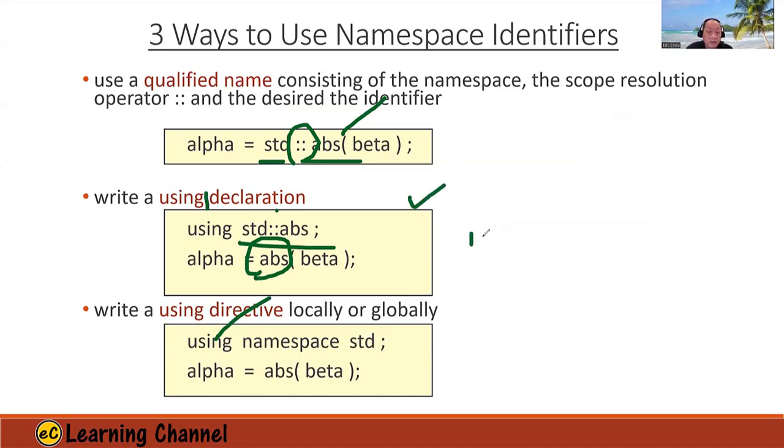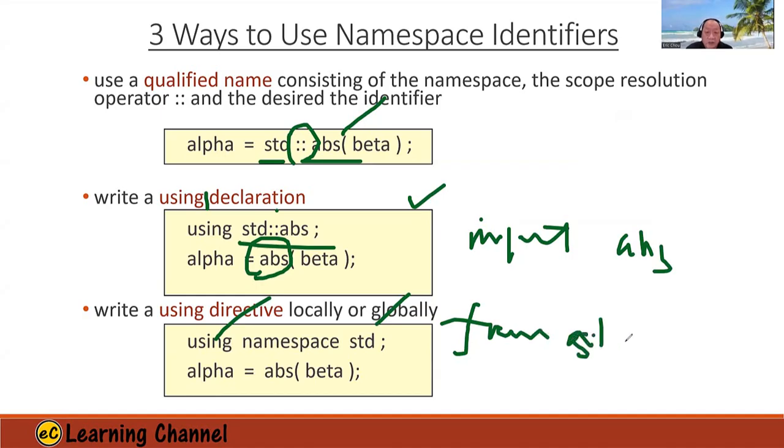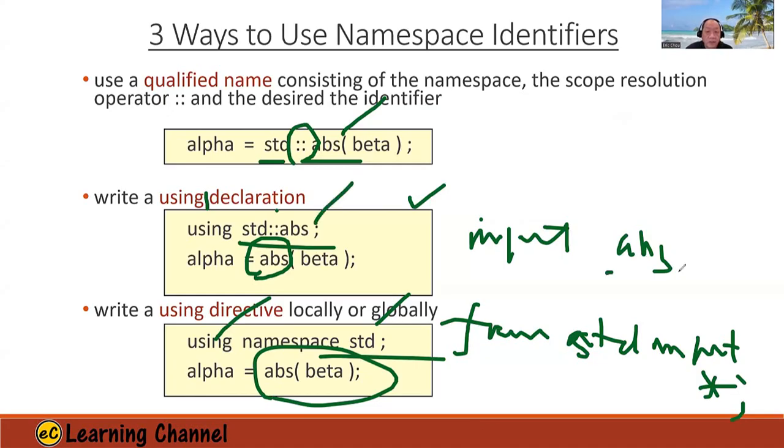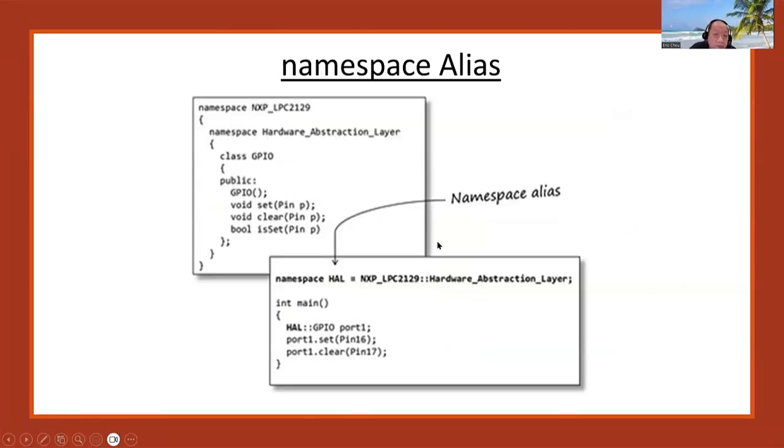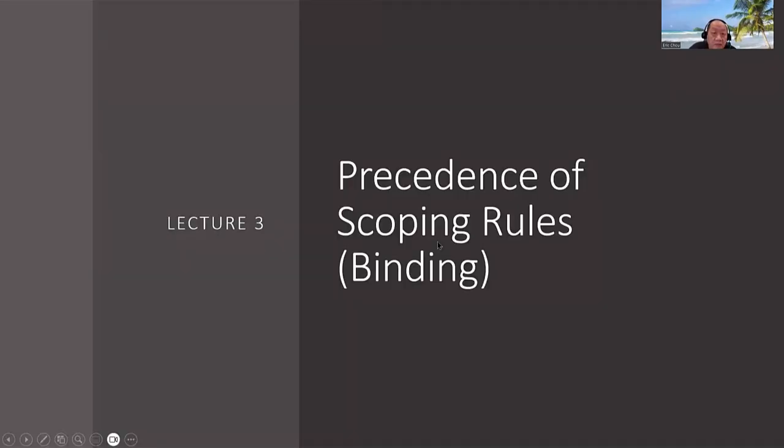So this is just like import abs. This one is more like from std import star, so everything under std will be imported. This one only imports abs. Is that okay? Yeah. Jessica, are you okay? Yeah. This is not too hard, but I just skim over it. Okay, just go over it. Other than that, I don't want to spend too much time.